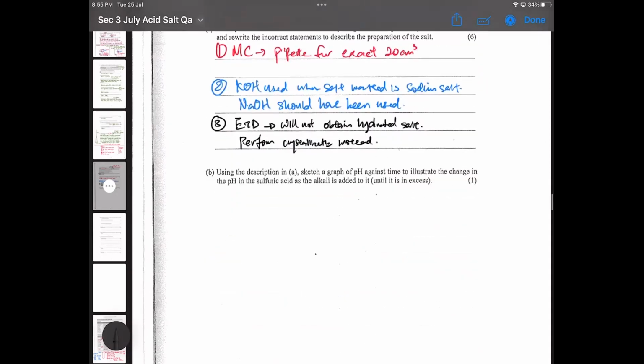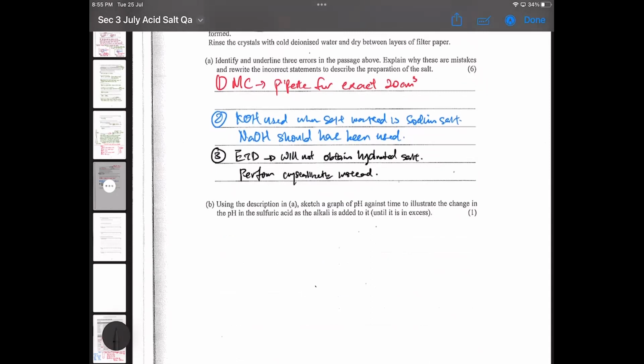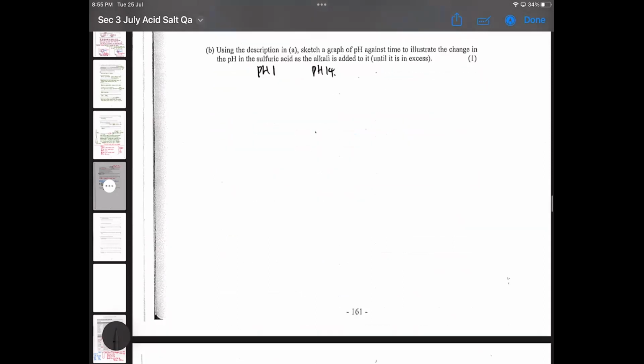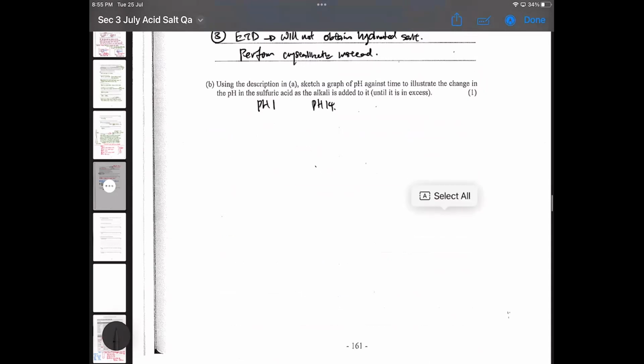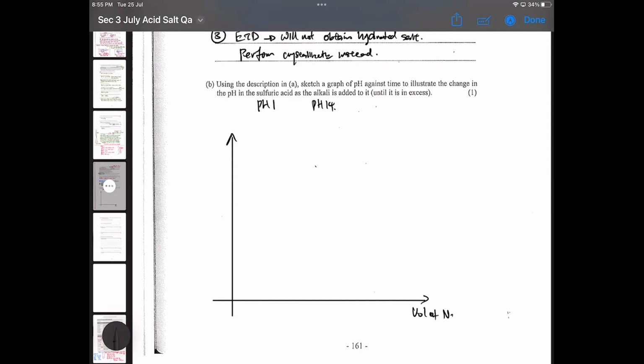Okay, next. The sulfuric acid here is pH 1. The alkali, sodium hydroxide, is pH 14. So the normal graph that you will see: the y-axis, because we are adding alkali to it, this will be the volume of sodium hydroxide, and over here is pH. So it started off at pH 2. You will end at pH 14 because the question says it's added in excess.